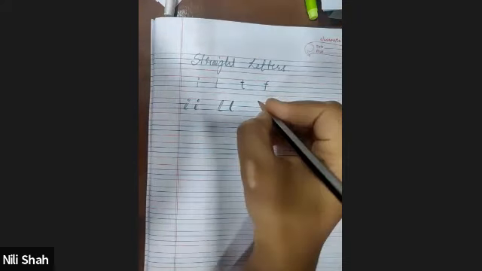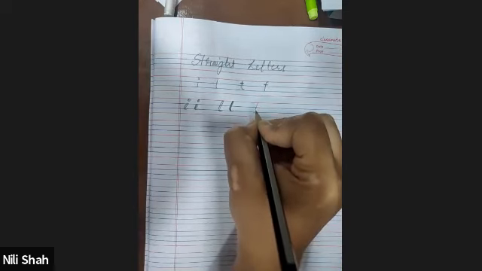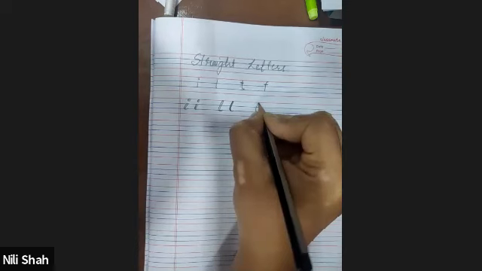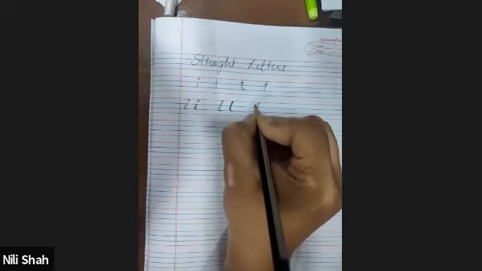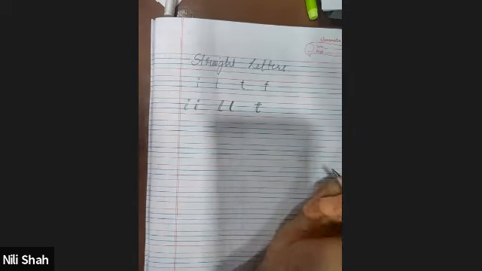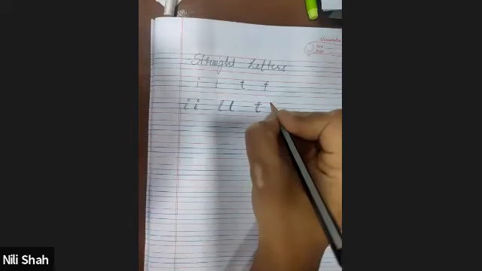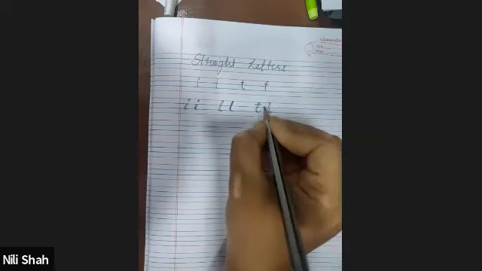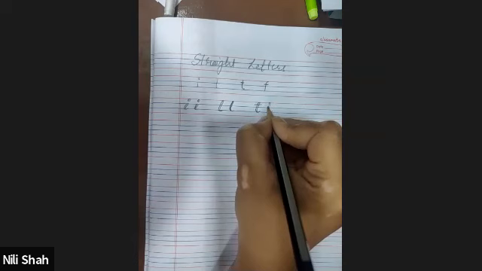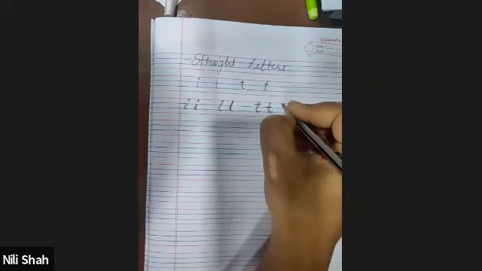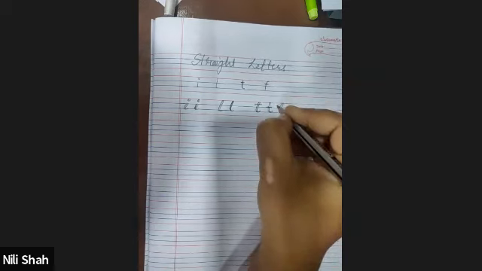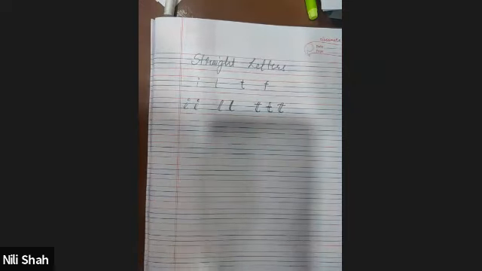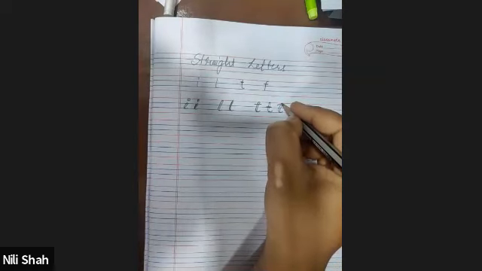Now we'll move ahead for T. For T, we will draw the line, then add thickness to our line and put line like this. You can draw a line here also and here also. Again, I am drawing one more variation like this, and you can draw a line like this also. Now, we all know that we have to fill the downward stroke like this.